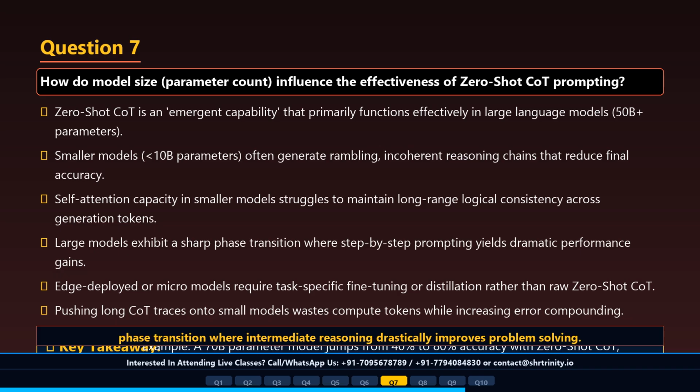For example, a 70B parameter model jumps from 40% to 80% accuracy with zero-shot CoT, while a 3B model drops from 20% to 15% due to rambling errors. A common mistake is forcing long zero-shot CoT traces on edge-deployed micromodels without specialized fine-tuning or distillation. As an interview tip, explain emergent properties: CoT capability exhibits a sharp phase transition at high model scale.